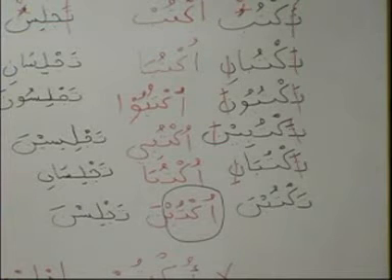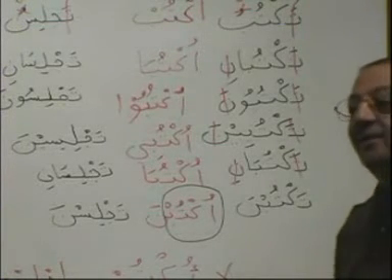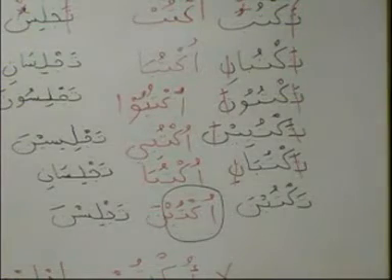Sister Maimuna, you had a question, sister? No, you know why you are not dropping that noon? Because that noon is a fa'il. In all these things, that noon was the sign of raf'. What was it? The sign of its being marfu'.